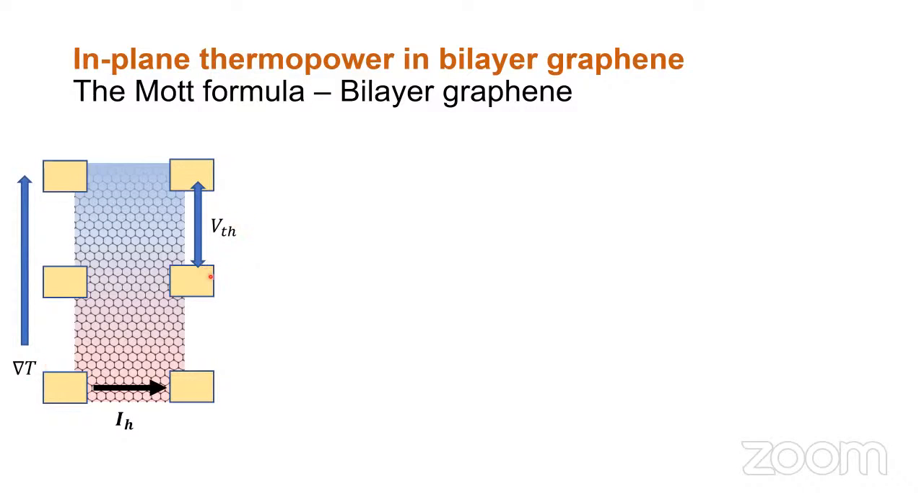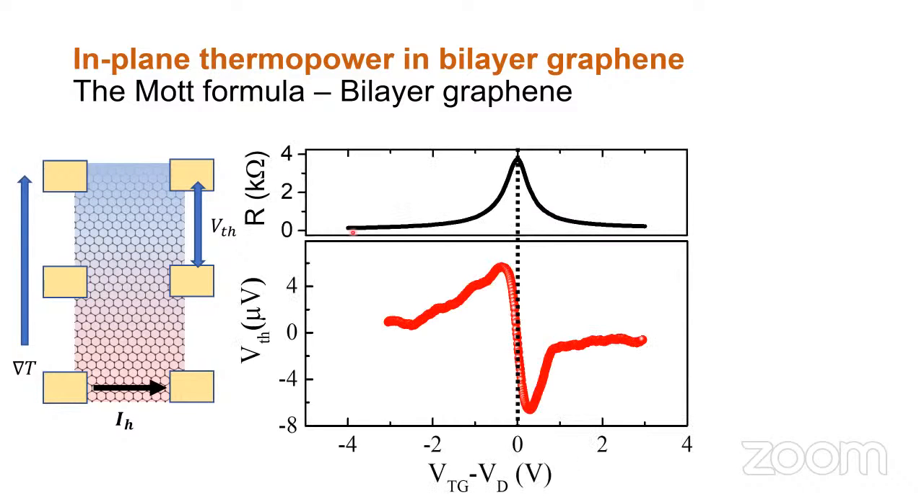And then you measure the voltage which is developed in these two contacts, and that is what you call the thermal voltage. Okay. To give you an example, you see the resistance of this system, which is a standard 4-probe resistance, is like a standard bell-shaped curve. But if you measure the thermal voltage, it looks like something like a derivative of the resistance versus gate voltage itself. Gate voltage is nothing but the density, or proportional to the density.